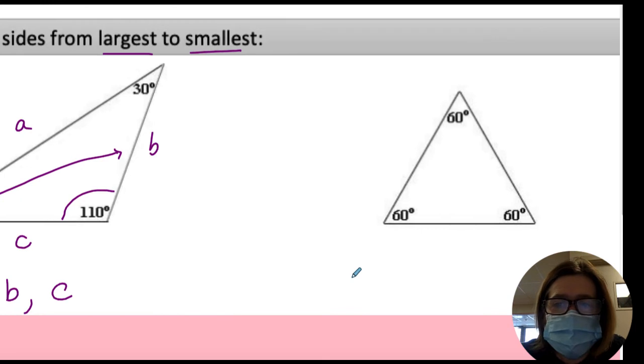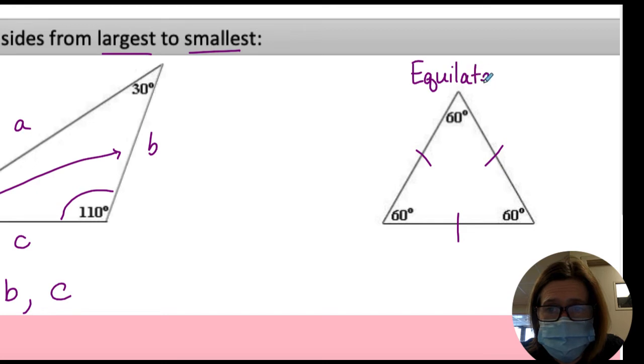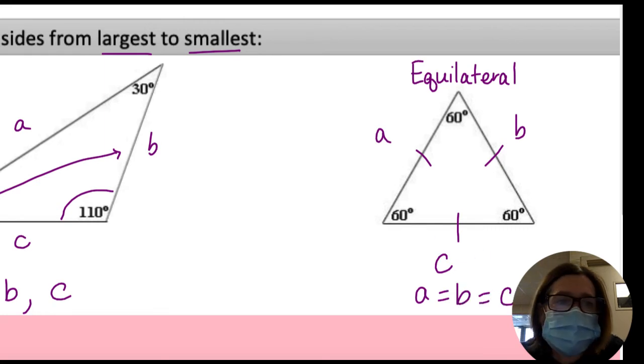All right. Now, we know this kind of triangle, don't we? All angles are 60 degrees. All the angles are equal. So this is an equilateral triangle. So ABC would be equal.